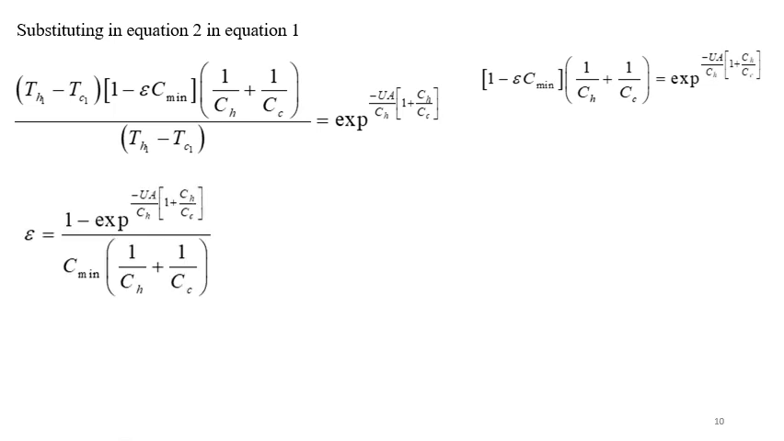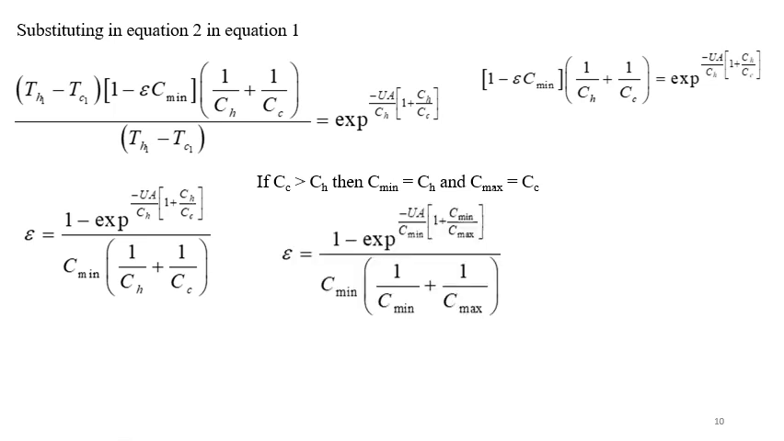Now I want to write the expression for effectiveness, so I simplify like this: effectiveness is equal to 1 minus exponential to the power minus UA by Ch into (1 plus Ch by Cc) divided by C minimum into (1 by Ch plus 1 by Cc). If Cc is greater than Ch, then C minimum is Ch and C maximum is Cc. Then I can write this equation as effectiveness equal to 1 minus exponential to the power minus UA by C minimum into (1 plus C min by C max) divided by C min into (1 by C min plus 1 by C max).